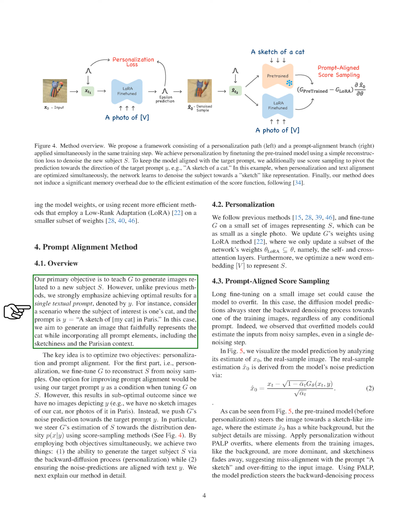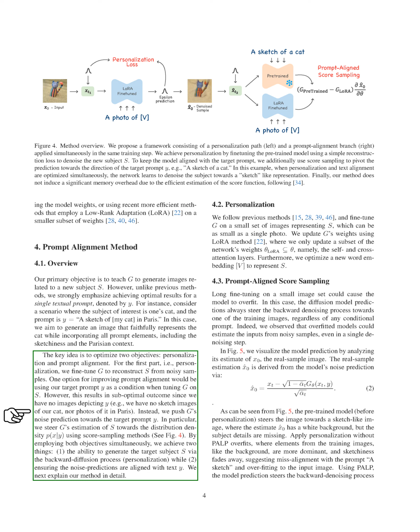Our main goal is to train the model to generate images related to a new subject. However, unlike previous methods, we focus on achieving optimal results for a single text prompt. For example, if the subject is one's cat and the prompt is a sketch of my cat in Paris, we aim to generate an image that accurately represents the cat while incorporating all elements of the prompt, including the sketchiness and the Parisian context. To achieve this, we optimize two objectives: personalization and prompt alignment.